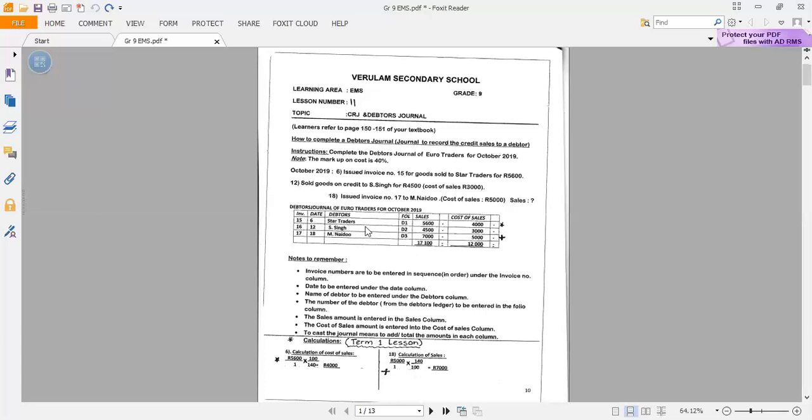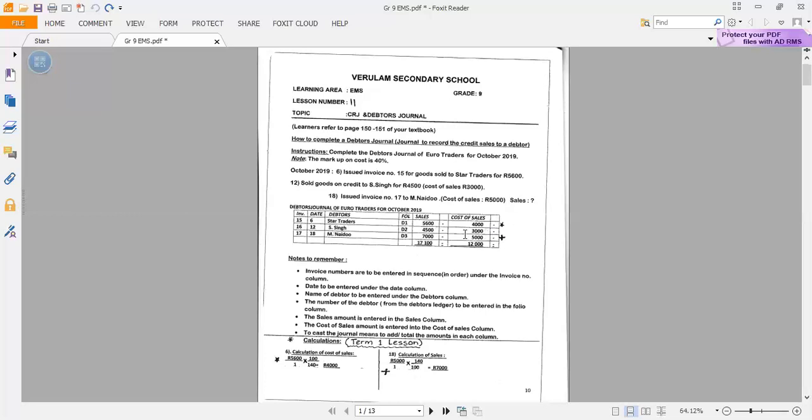Singh, and he has purchased for 4,500 Rand as given in the transaction and 3,000 Rand as given in the transaction. That was a straightforward transaction, learners. Let's go to the following transaction.